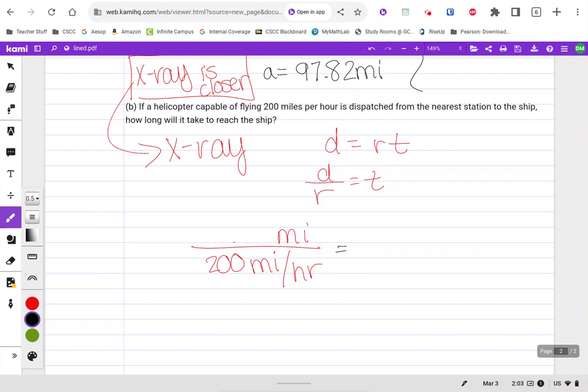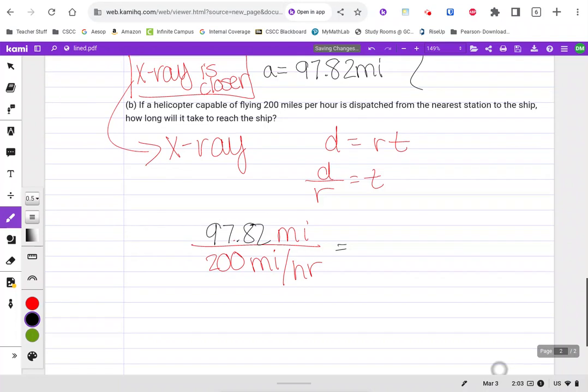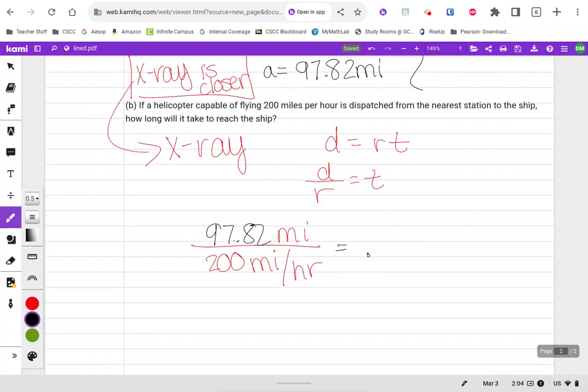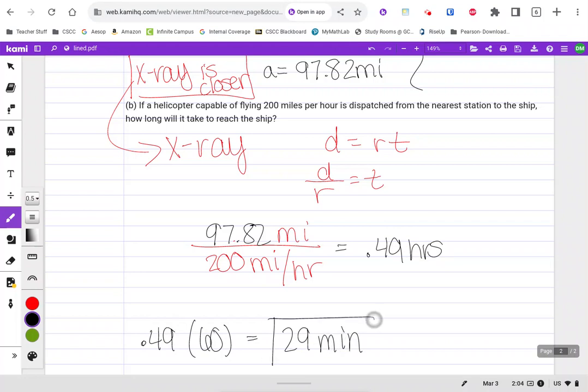Thank you. So we're actually going to go from the shorter one, which is 97.82, because that's how far X-ray actually is away. I divide it, and I get 0.49 hours, which if I multiply by 60 minutes, I end up with about 29 minutes for that helicopter to get there.